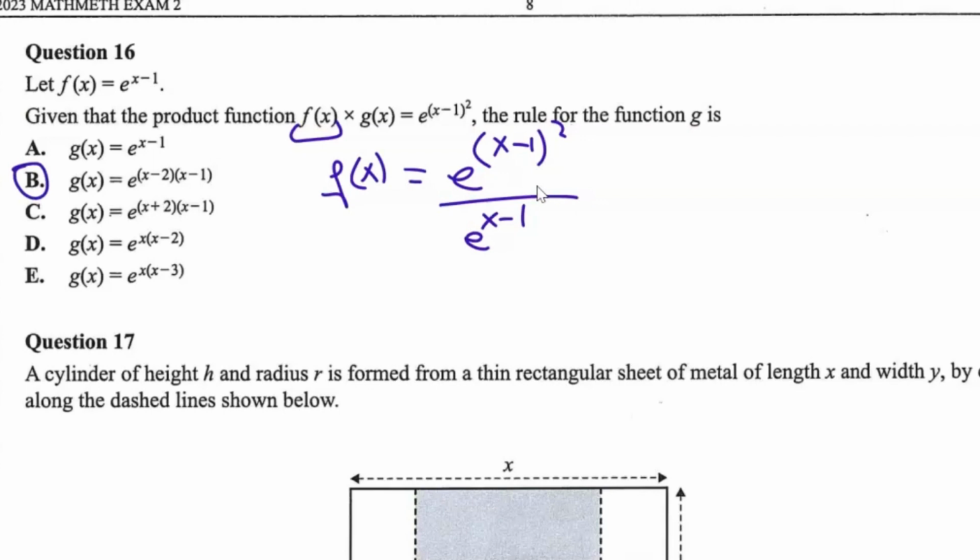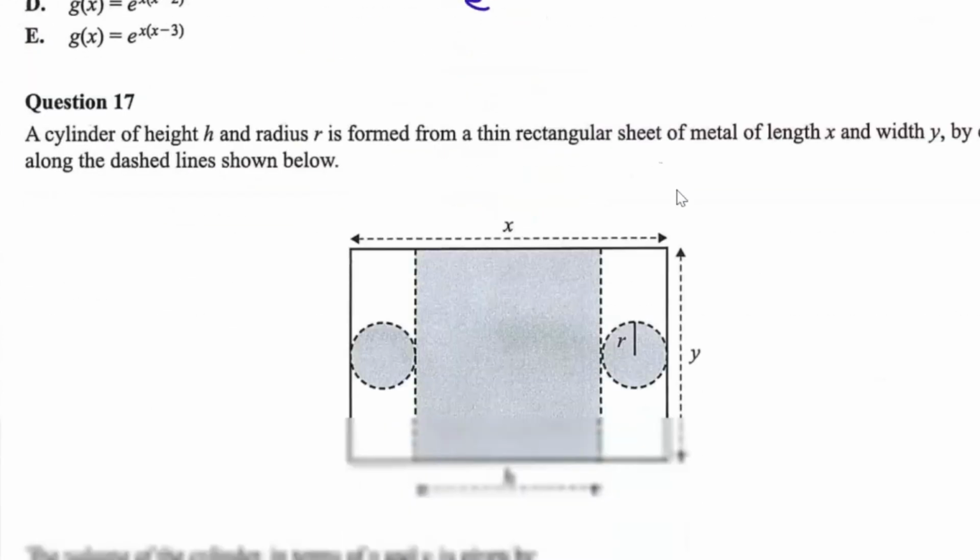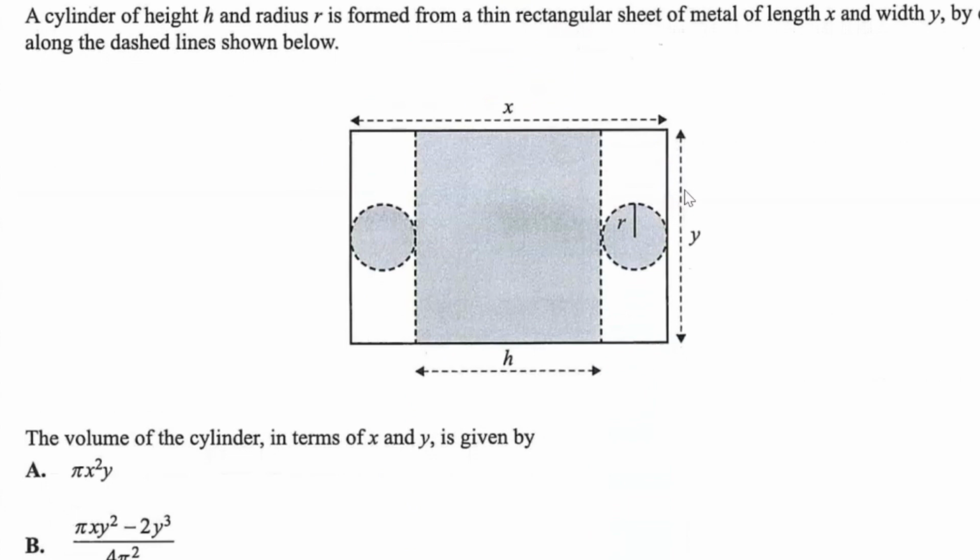Option B is the correct option. All right, let's move on to the next question here. Question 17. A cylinder of height h and radius r is formed from a thin rectangular sheet of metal of length x and width y by cutting along the dashed lines shown below.